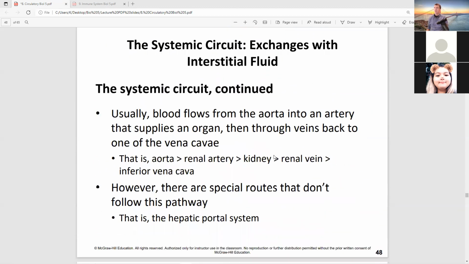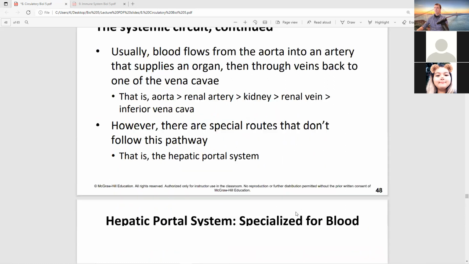So the systemic circuit continued. Usually blood flows from the aorta into an artery that supplies an organ, then through veins back to one of the vena cavae. This is aorta, renal artery, kidney, renal vein, and then back to the inferior vena cava. However, there are special routes that don't follow this pathway. For example, the hepatic portal system.